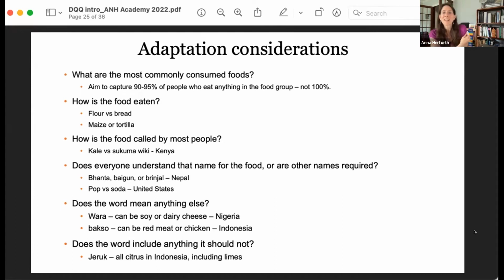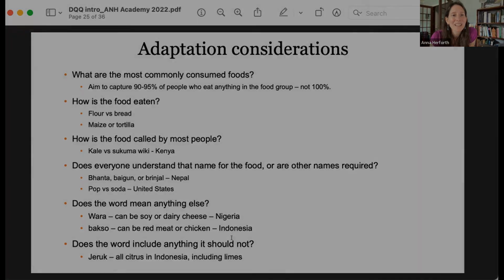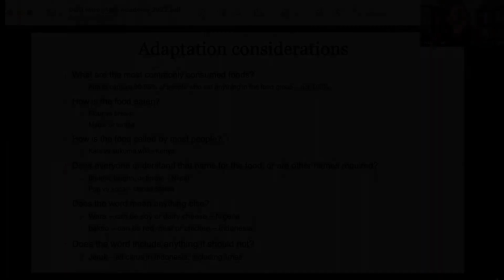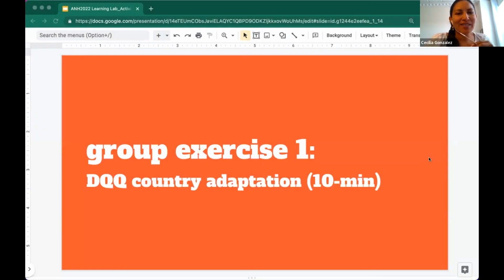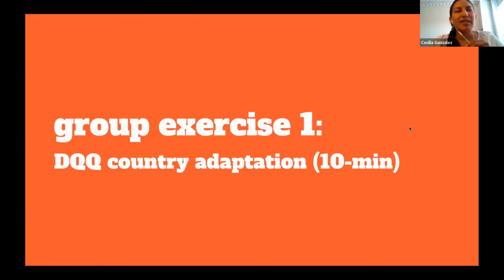So lots of considerations. You can keep those in mind while doing the activity, and I will pass it over to Cecilia to introduce the activity. Thank you, Ana. My name is Cecilia Gonzalez, and I'm going to lead us to the group exercise to do a little practice of a DQQ country adaptation.